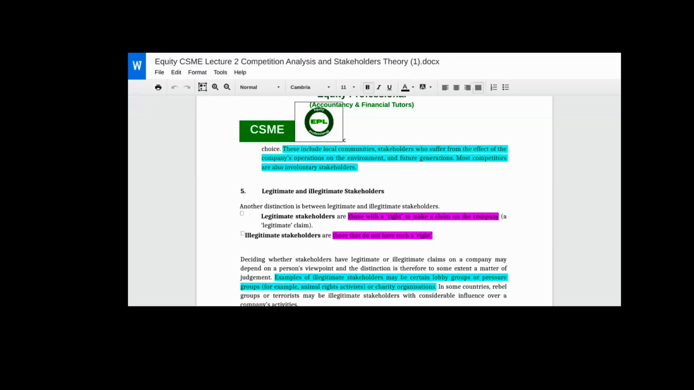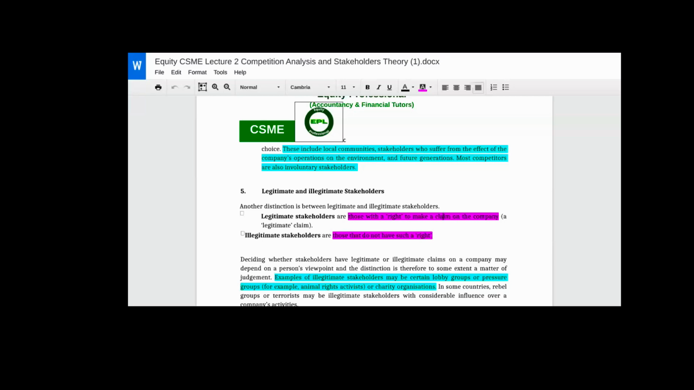The legitimate stakeholders are those with a right to make a claim on the company. So, meaning that the legitimate stakeholders, they can make legal demands, or because they have contributions to the company, or because they are voluntary stakeholders that are employed by the company. So, as a result of that, they can demand for an increase, they can demand for improvement in working conditions, they can sue the company, and the company can sue them.